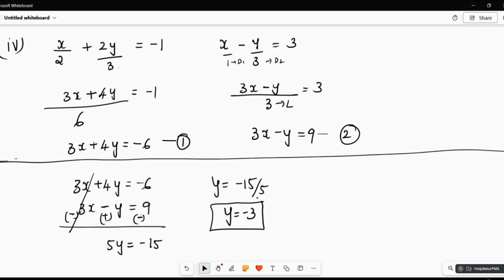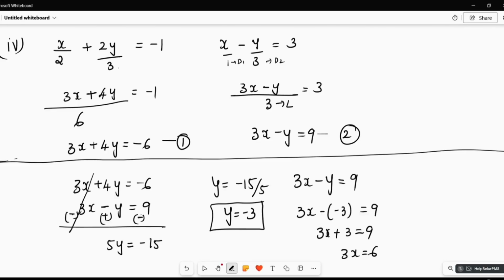Okay, minus 3. So we got y. Now substitute in any of the equations. I'll consider this 3x minus y is equal to 9. I will substitute the y value. So 3x minus y is equal to 9. I'm putting the value of y here. So 3x minus of minus 3 is equal to 9. 3x minus into minus, plus 3 is equal to 9. 3x is equal to 6. x is equal to 6 by 3. x is equal to 2.